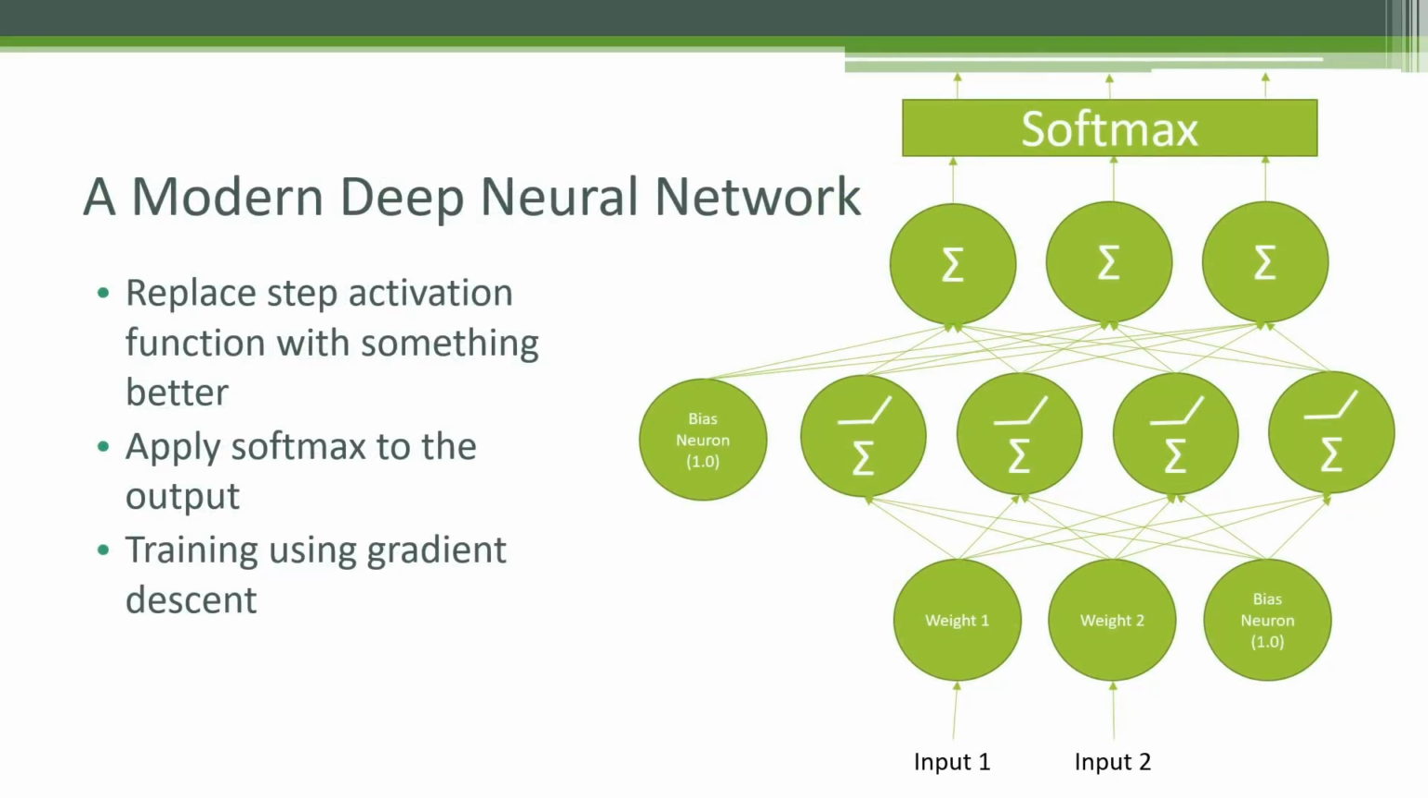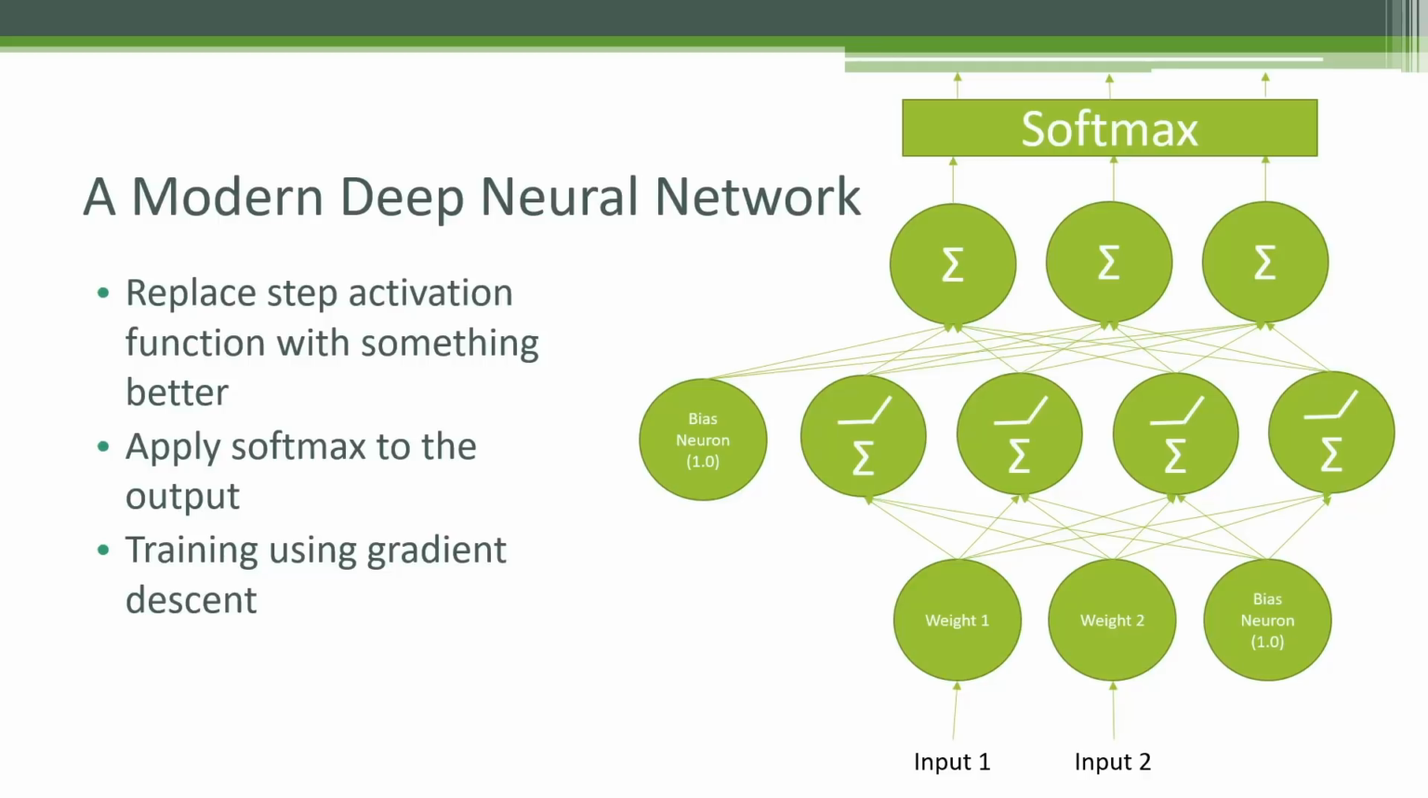Finally, we'll talk about a modern deep neural network, and really this is all there is to it. The rest of this course we're just going to be talking about ways of implementing something like this. Okay, so all we've done here is we've replaced that step function with something better. We'll talk about alternative activation functions. This one's illustrating something called ReLU that we'll talk about later.